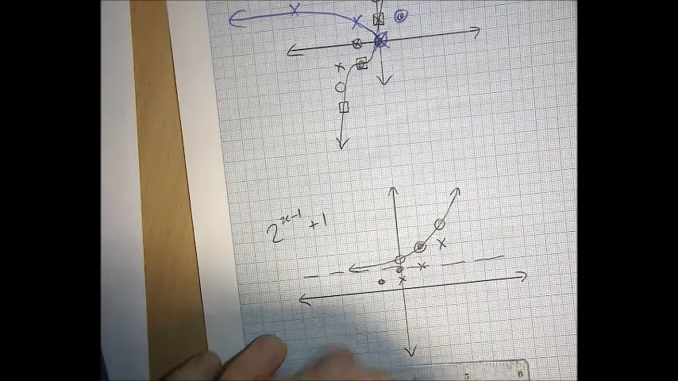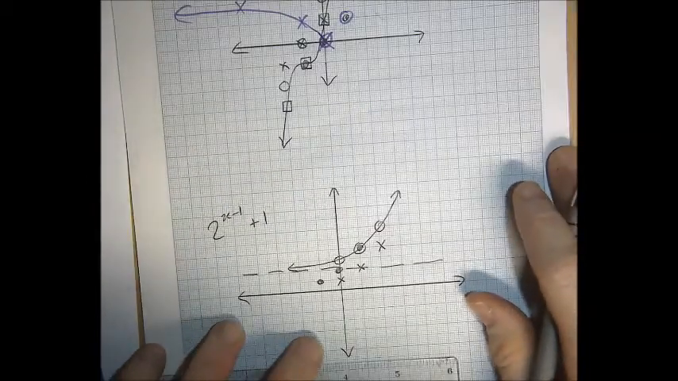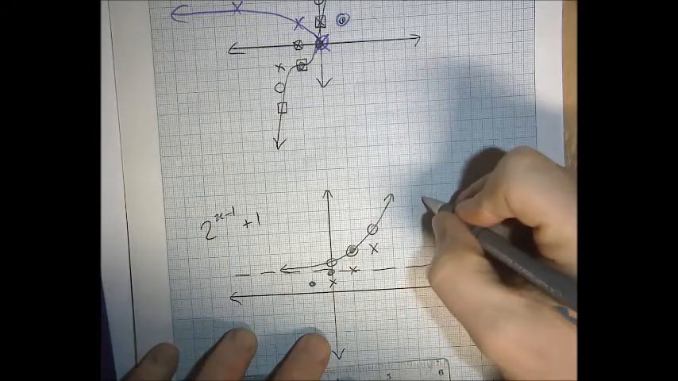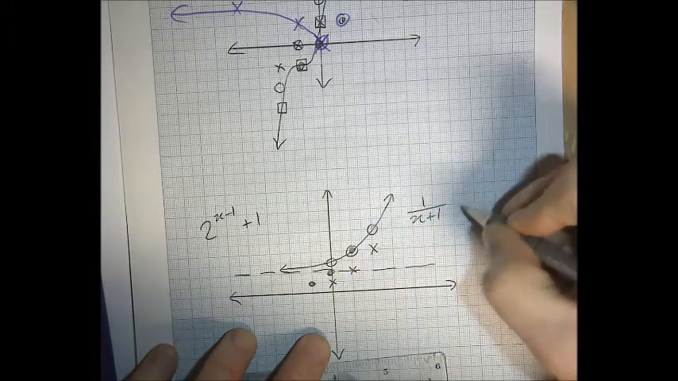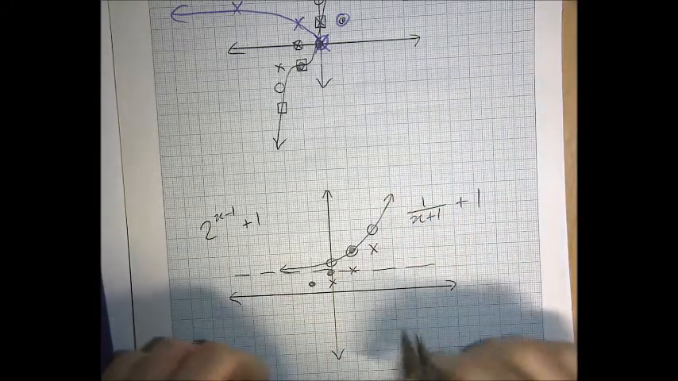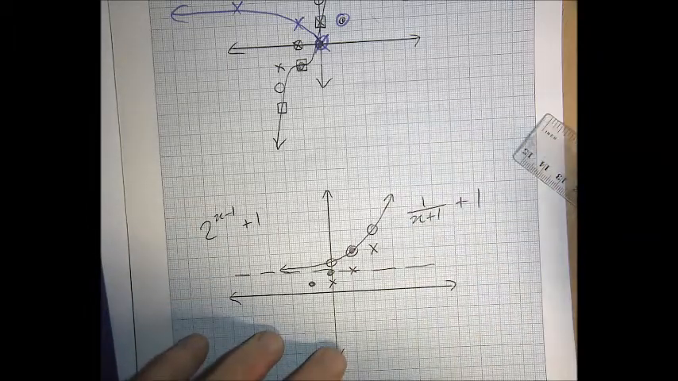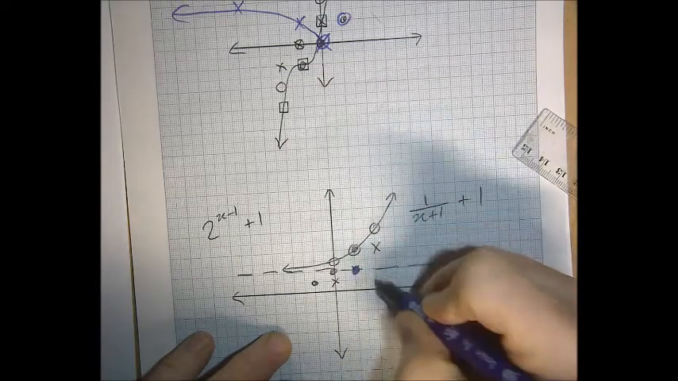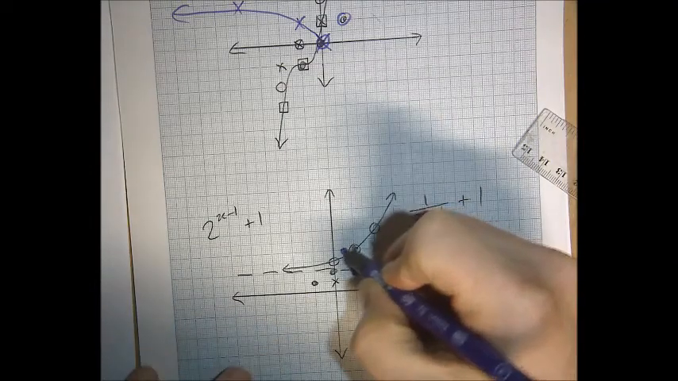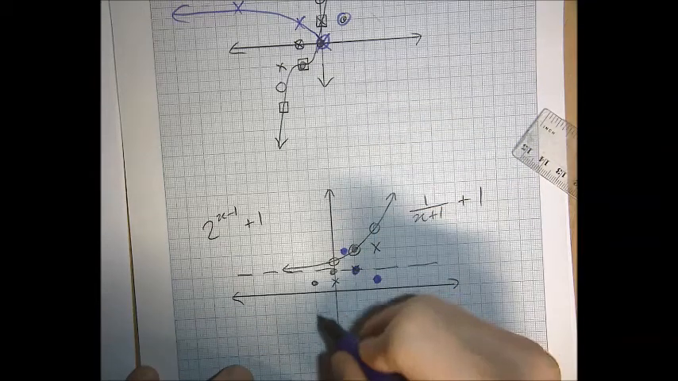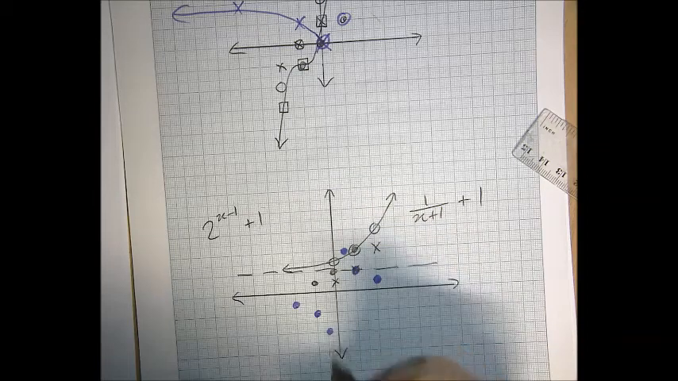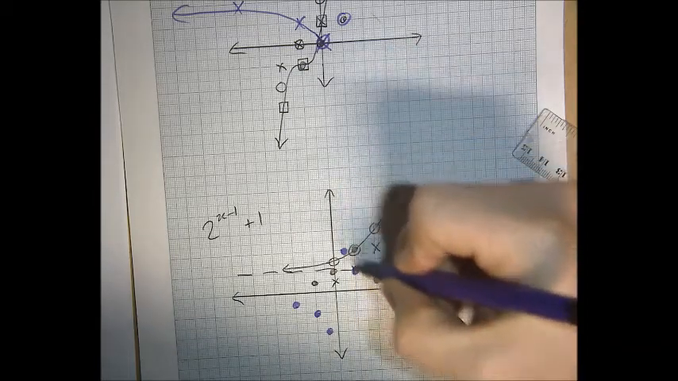I'm also, on this set of axes, going to graph this one. y equals 1 over (x + 1), plus 1. The basic graph for 1 over x is these. There are 6 key points. I'll draw in purple. And if I drew it, there'd be asymptotes. There, and also there. And there.